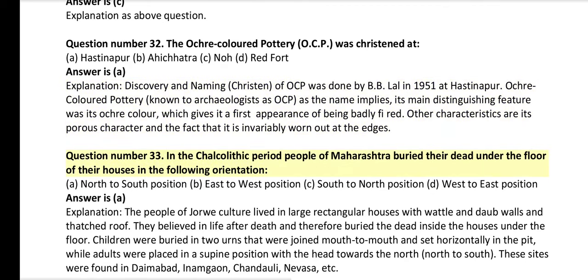Question number 33. In the Chalcolithic period, people of Maharashtra buried their dead under the floor of their houses in the following orientation. A. North to south position. B. East to west position. C. South to north position. D. West to east position. Answer is A.